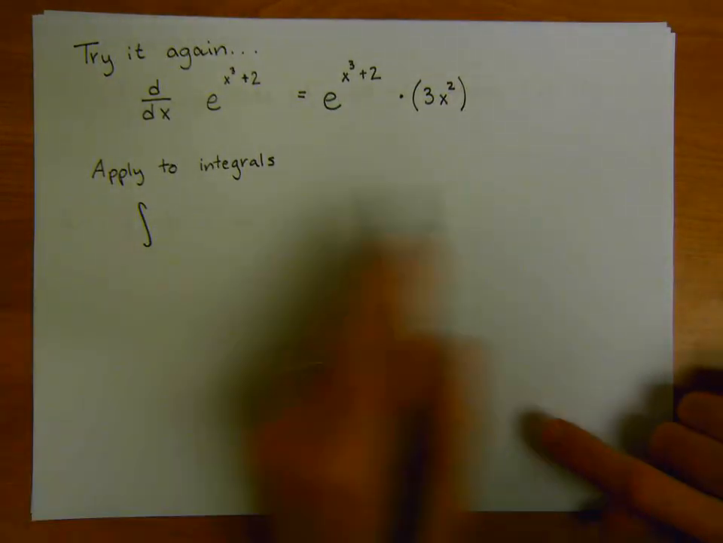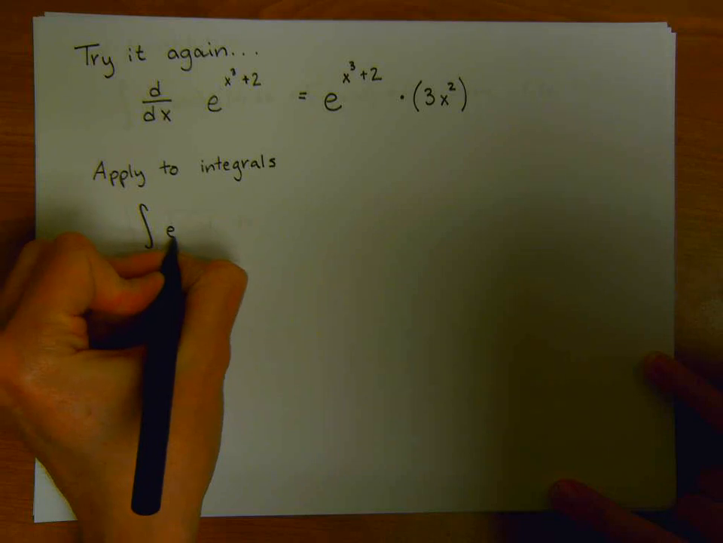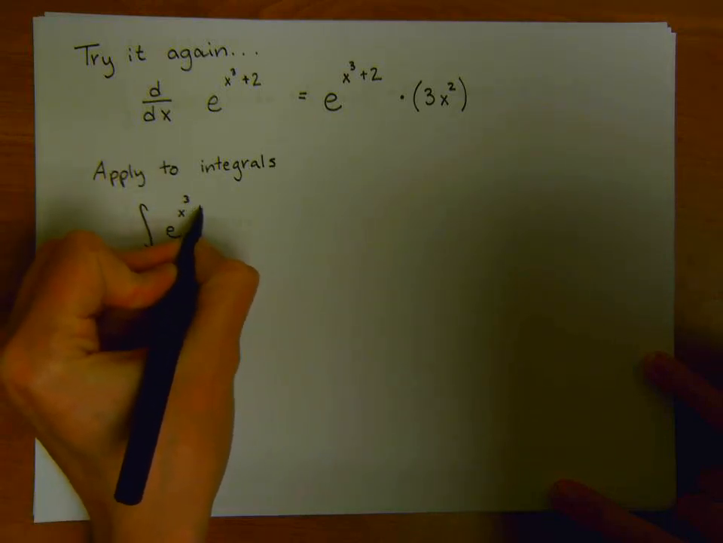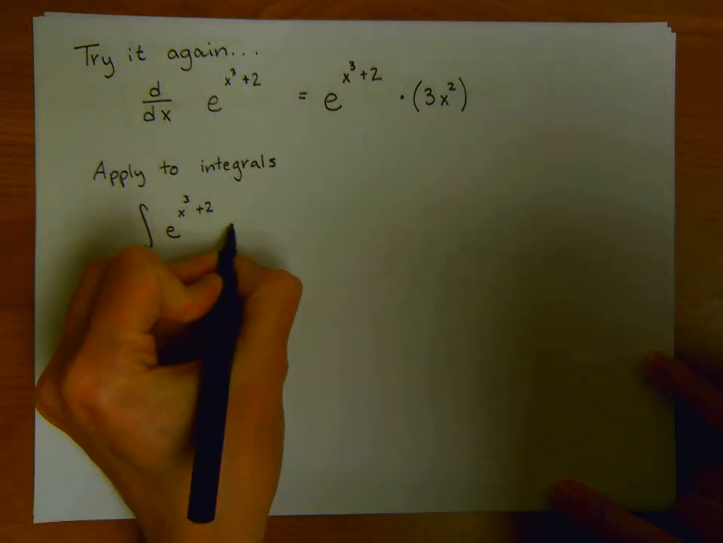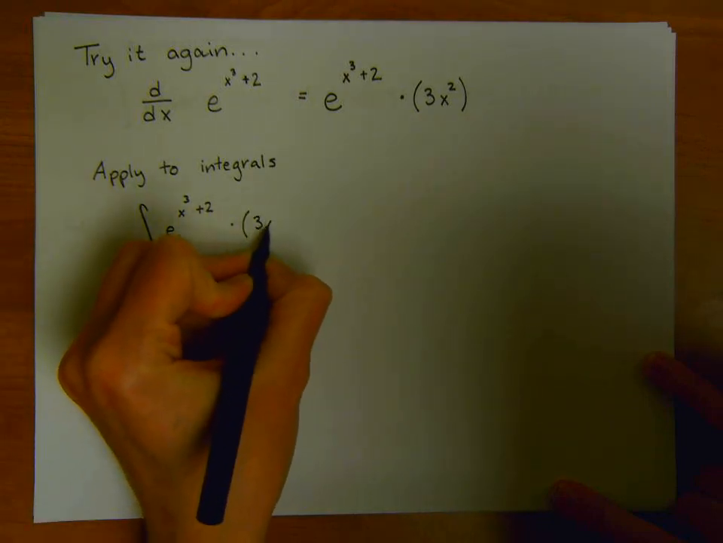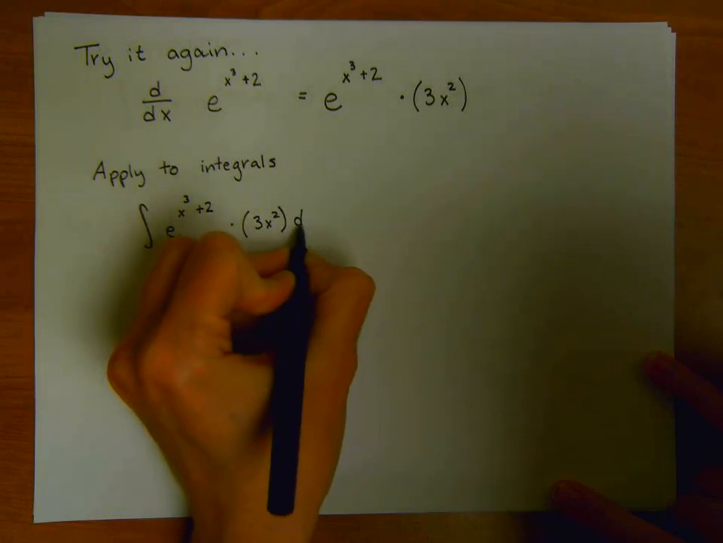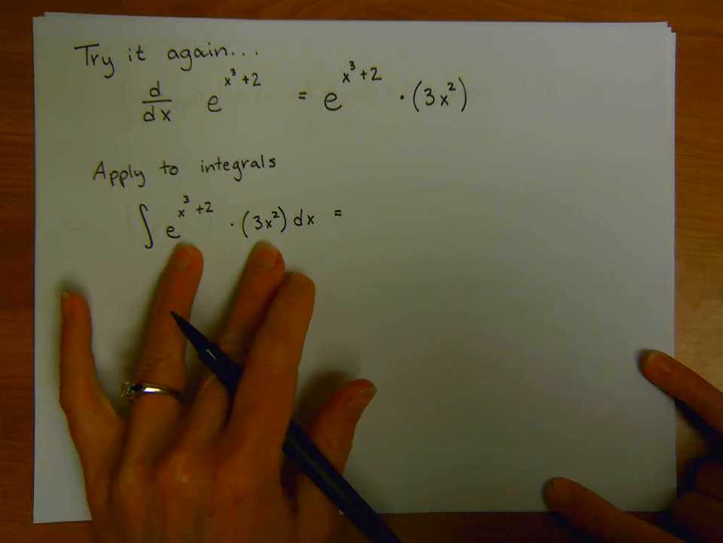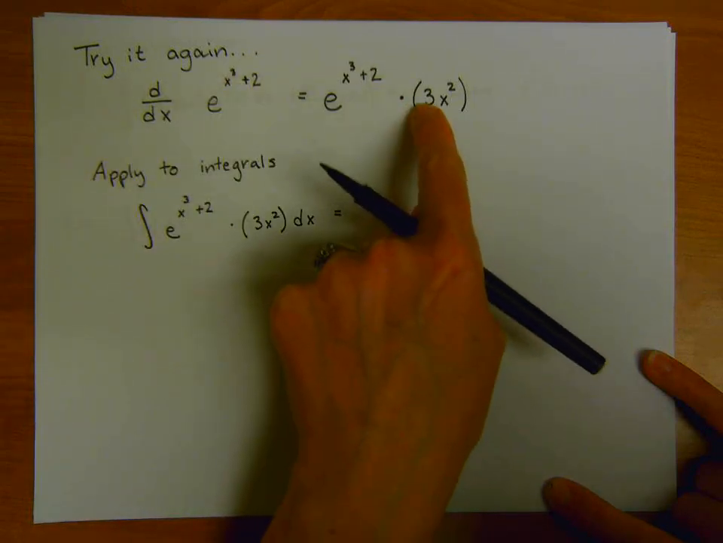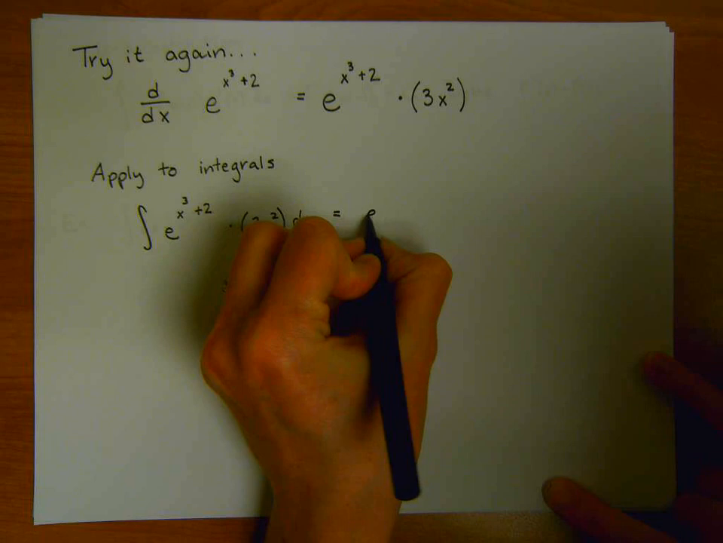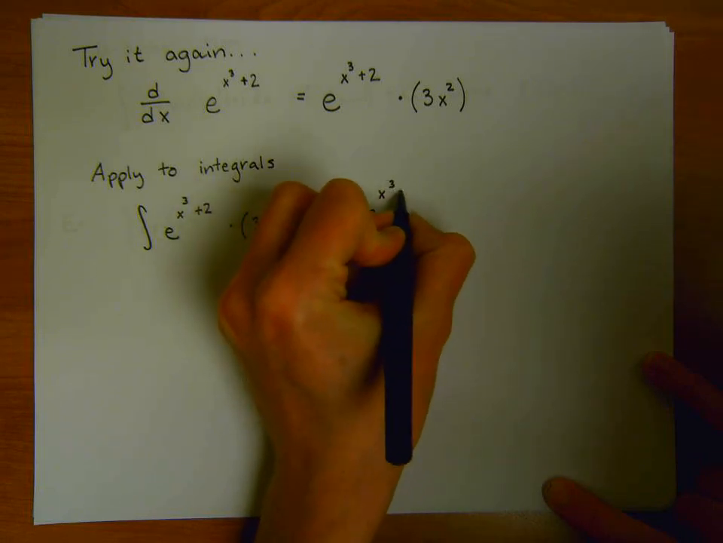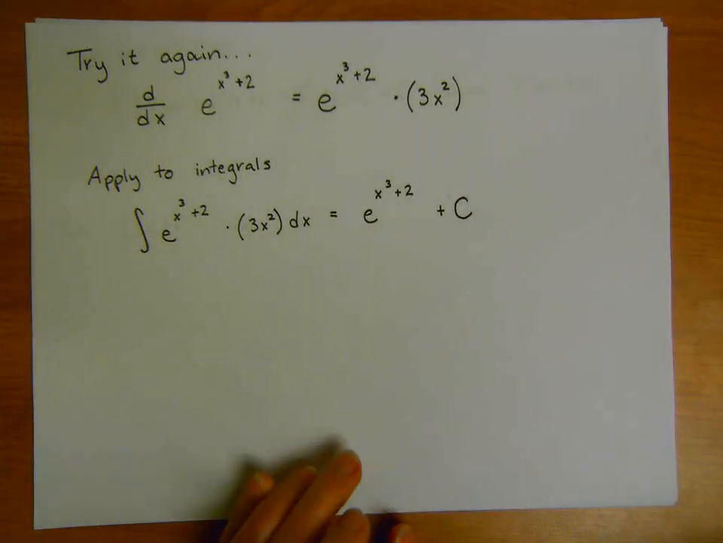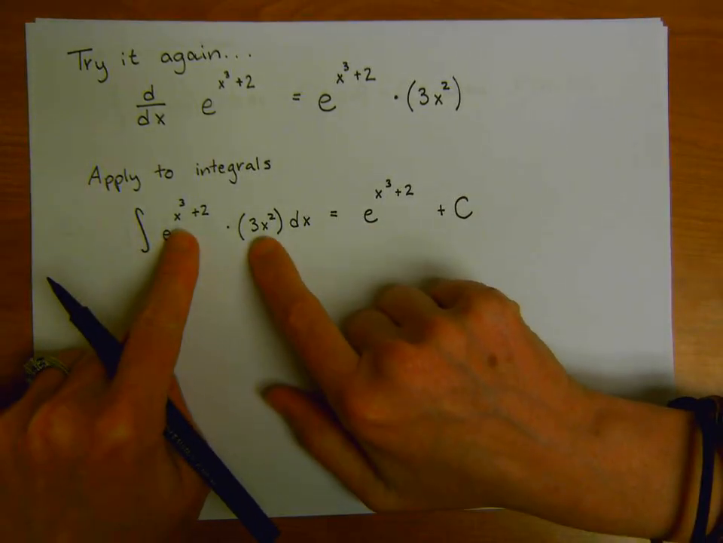So that means if later on in life somebody were to ask you, I want to know what is the integral of e to the x cubed plus 2 times 3x squared dx, you could tell them what the antiderivative of this is, because we took the derivative and got here. To go backwards, we end up with e to the x cubed plus 2 plus c. And we have to have all of these special pieces in place.